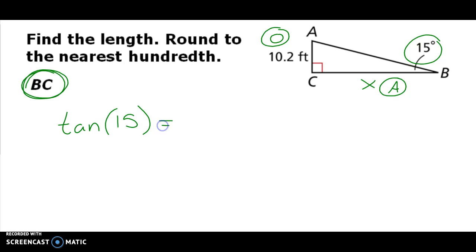is equal to TOA, T-O-A. So O over A. It's in the order that TOA is spelled. So which one's going to go on top of the fraction? O over A would be 10.2 over A, which is x. That's what we're trying to figure out.